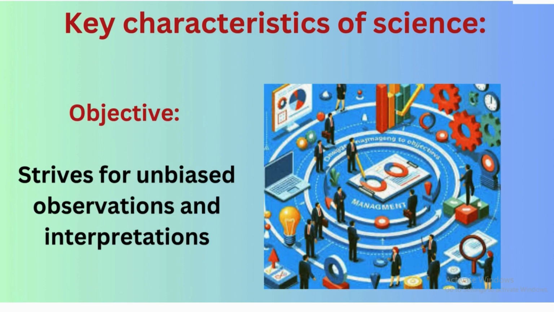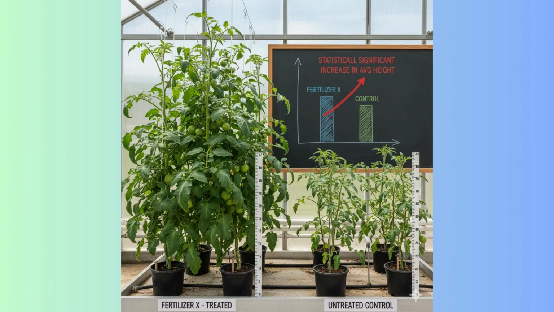Another characteristic is the objective test. On the basis of the definition, it strives for unbiased observation and interpretation. We explain this with an example: tomato plants treated with fertilizer X show a statistically significant increase in the average height compared to the untreated control condition.